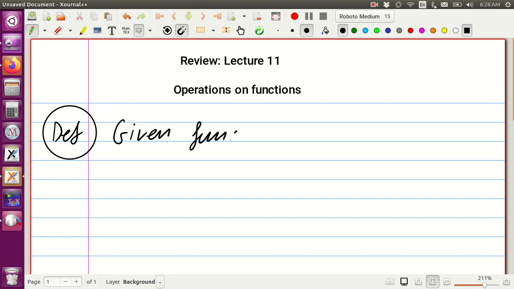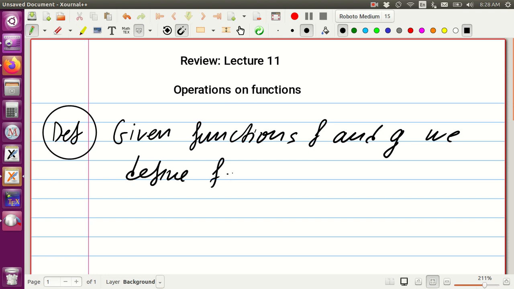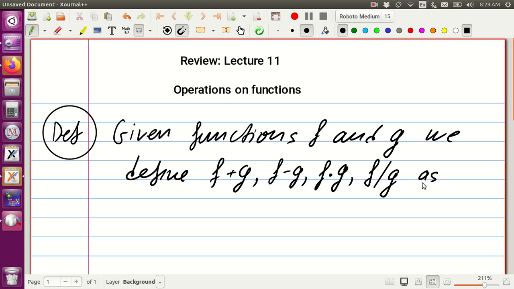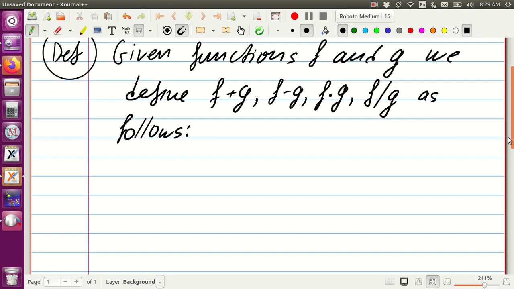Given functions f and g, we define f plus g, f minus g, f times g, and f divided by g as follows. And the first one we're going to define is f plus g of x. Well, before we do that, let's discuss this notation over here.